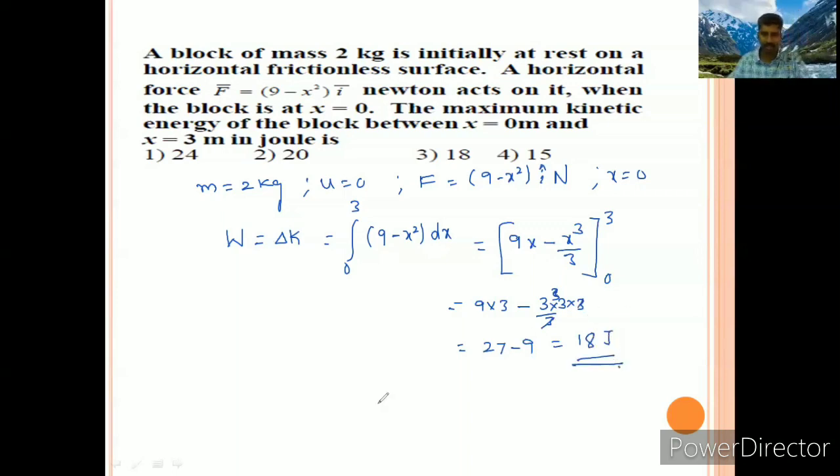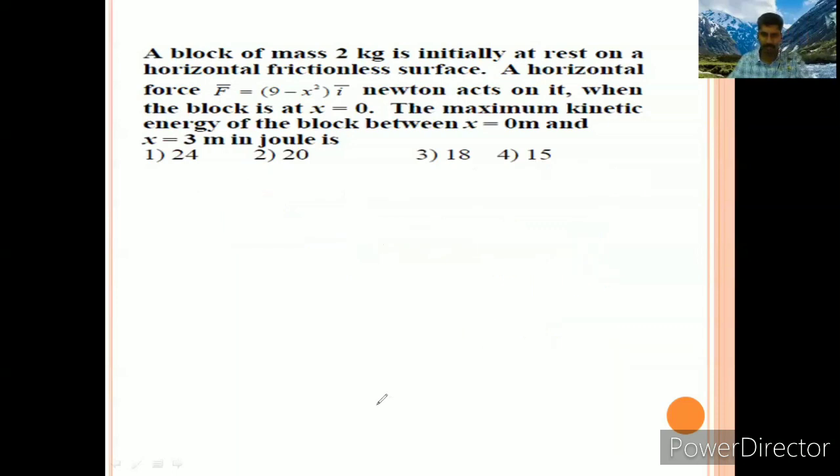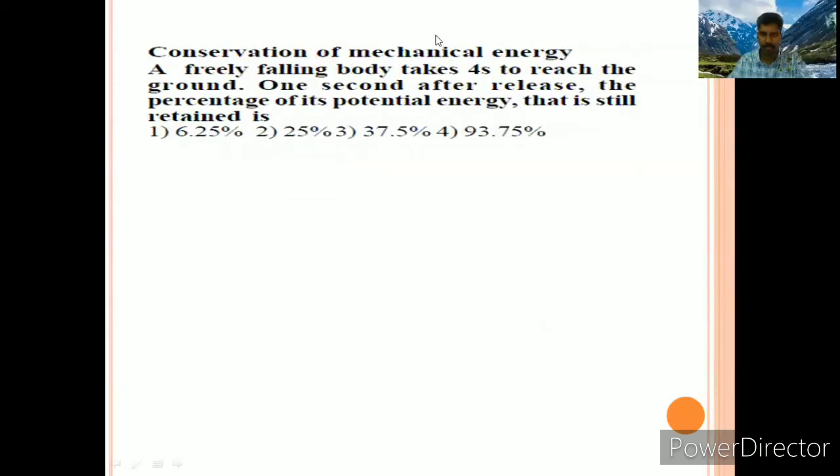Okay. So next problem is conservation of mechanical energy. A freely falling body takes 4 seconds to reach the ground. One second after release, what percentage of its potential energy is still retained? So here freely falling means the initial velocity is zero.